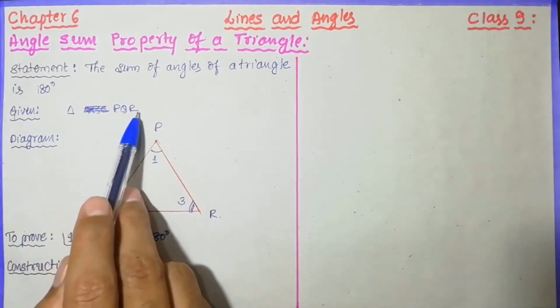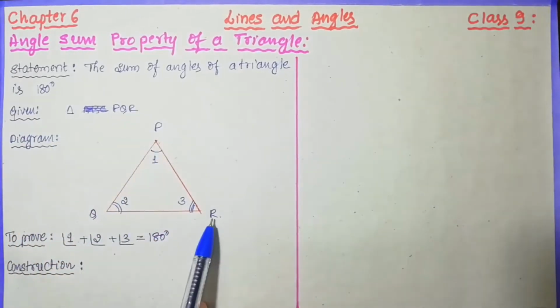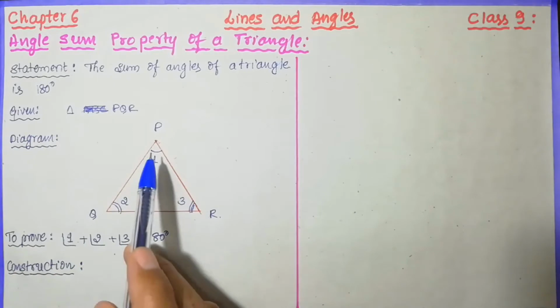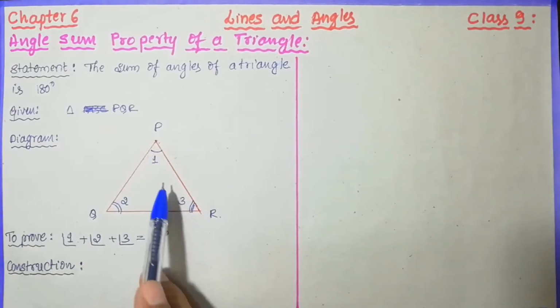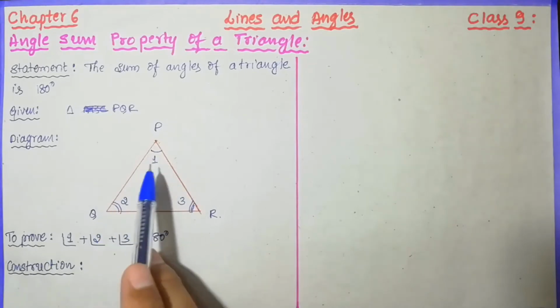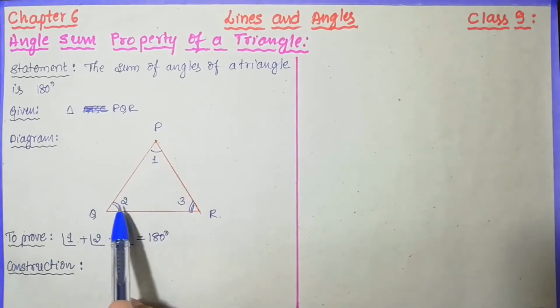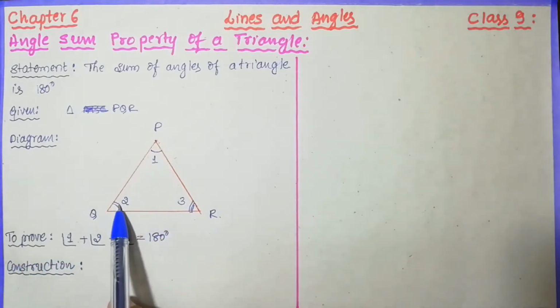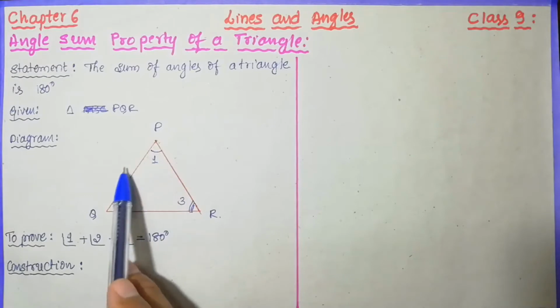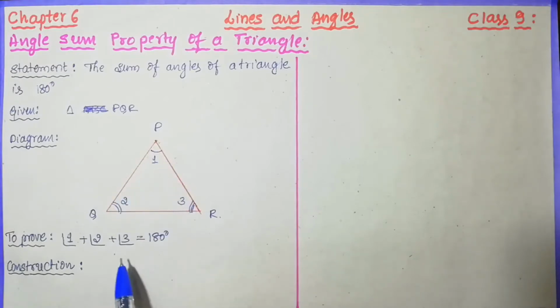The given data is just triangle PQR, and I have drawn the diagram. This is angle 1, angle 2, angle 3, the three angles, since a triangle has three sides and three angles. Now we have to prove that angle 1 plus angle 2 plus angle 3, the sum of all the angles of a triangle, is equal to 180 degrees.